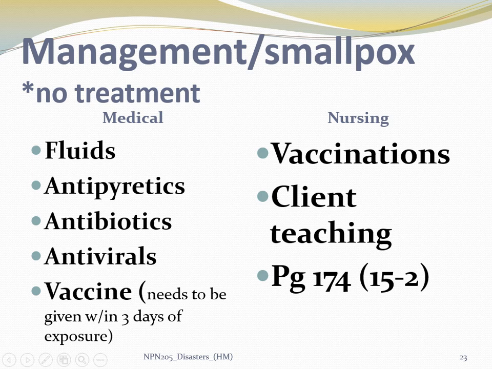Smallpox has no treatment. There's no magical treatment or cure for this, but for medical management, we're going to give fluids, antipyretics, antibiotics for any secondary infections that may develop, antivirals. We may do the vaccine. It needs to be given within 3 days of exposure. So again, it's very significant to know who you have been in contact with if someone has been diagnosed with smallpox.